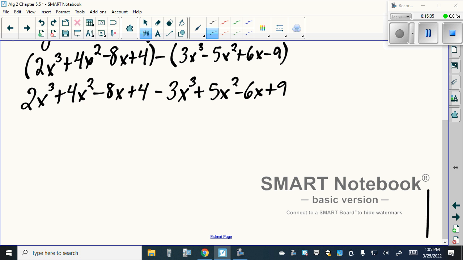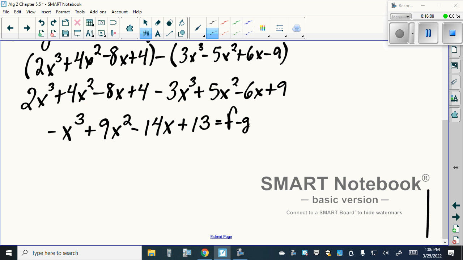Now the last thing we need to do before we can figure out what f minus g of x is, is combine like terms. So we can say 2x cubed minus 3x cubed is going to be negative x cubed. Our 4x squared plus 5x squared is going to be plus 9x squared. Our negative 8x minus 6x is going to be negative 14x. And lastly, 4 plus 9 is going to be plus 13. And this here is our f minus g of x.